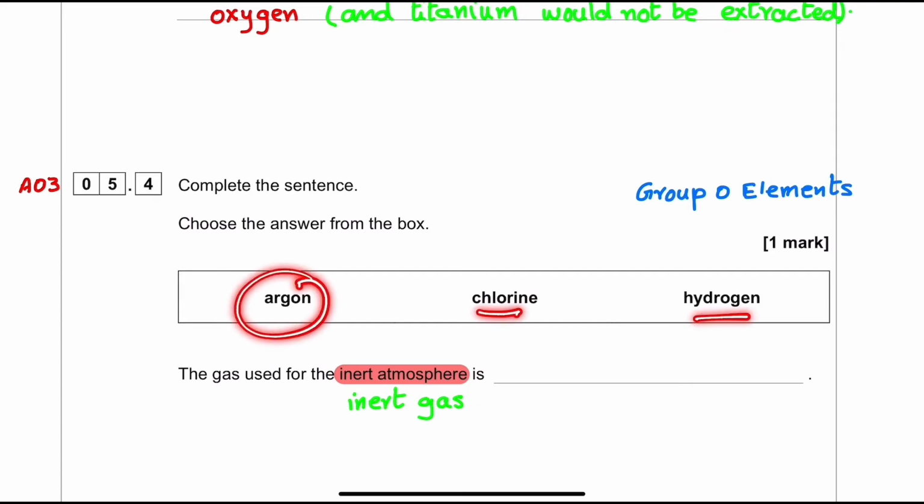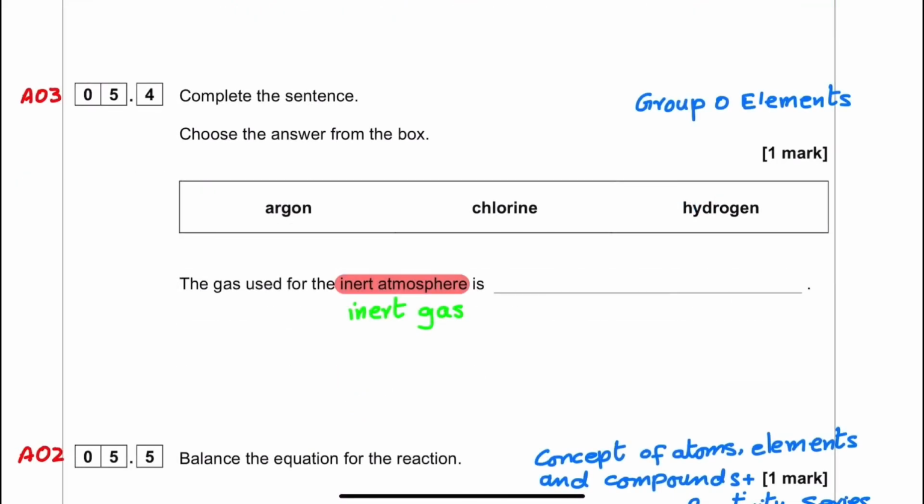Chlorine and hydrogen try to make a chemical reaction, whereas argon belongs to group number 0 or group number 8 elements, so it does not want to make a chemical reaction. So therefore the correct option is argon gas.